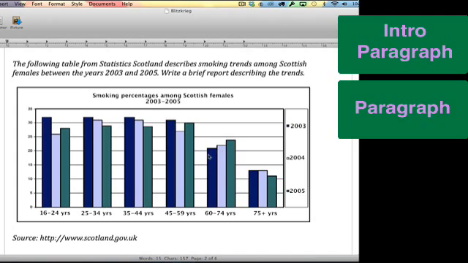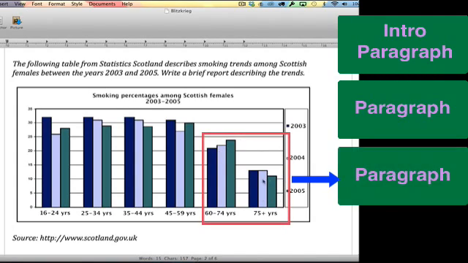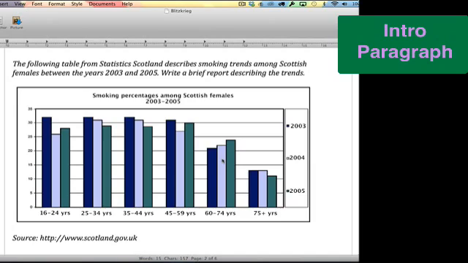We would likely group these two figures. We could group these two in their own separate paragraph because they are different. And we might talk about the fact that as women age in Scotland, it doesn't matter what year, 2003, 2004, 2005, the prevalence of smoking declines. That's not the only option we would have available to us.